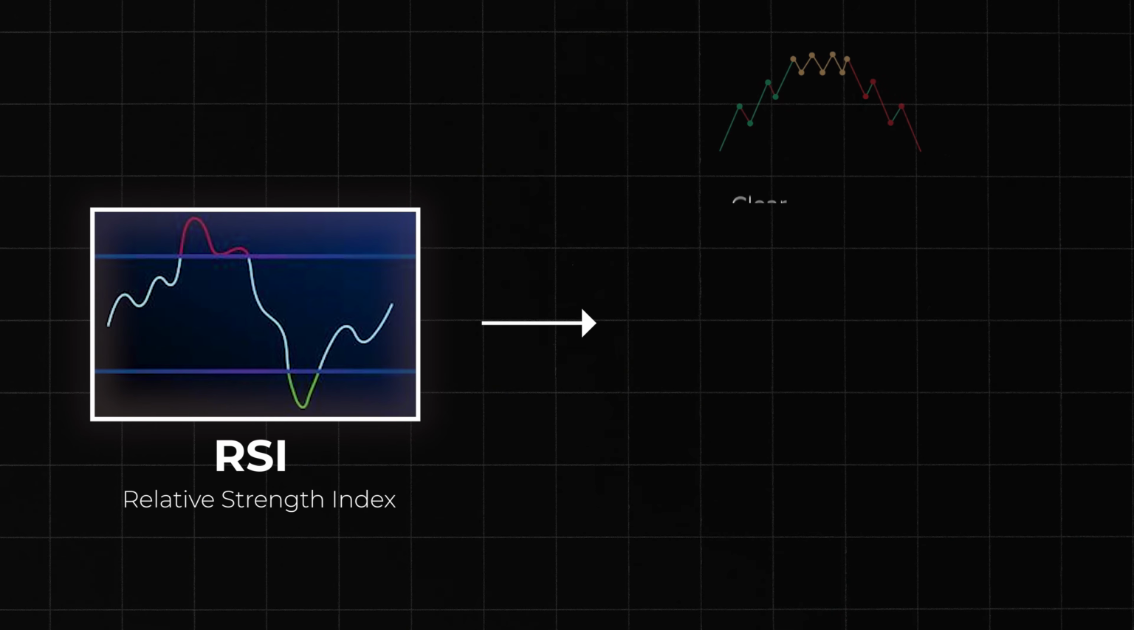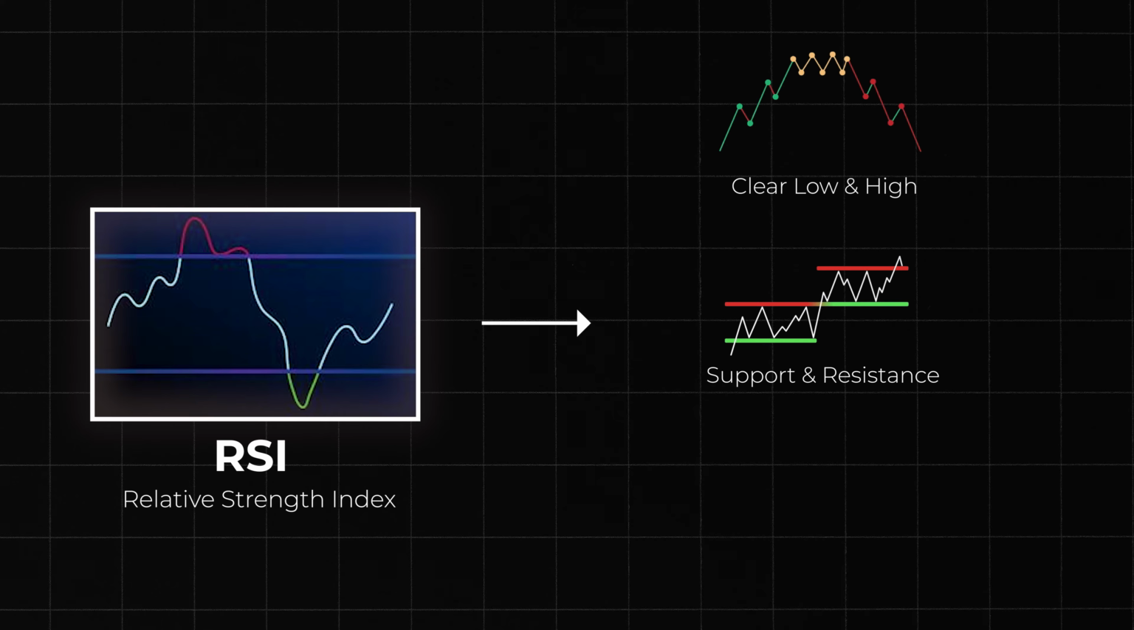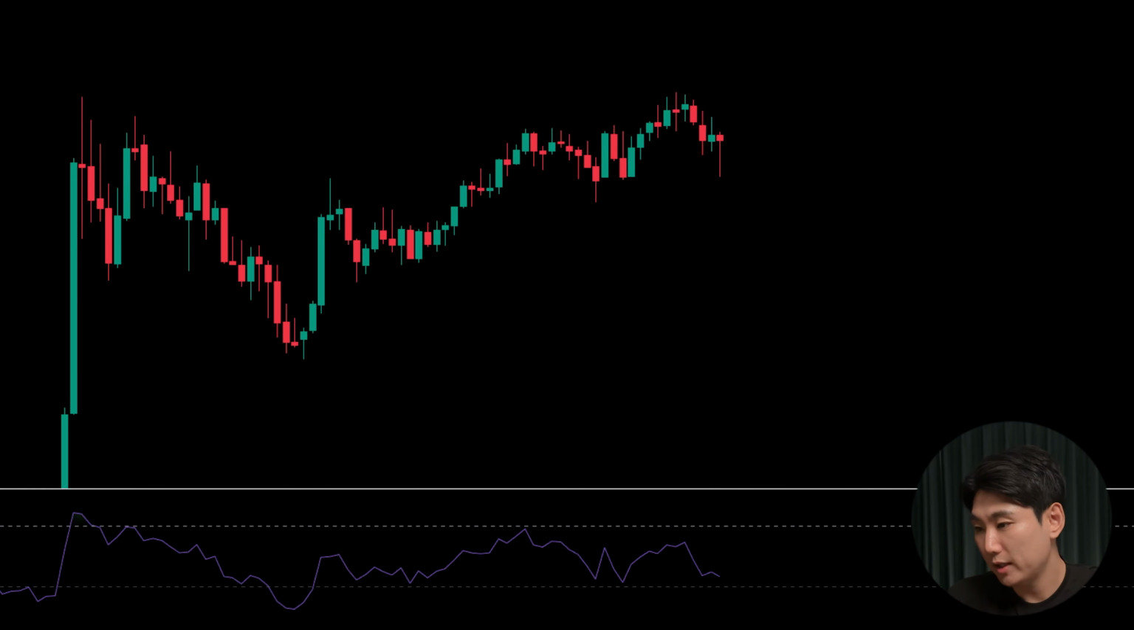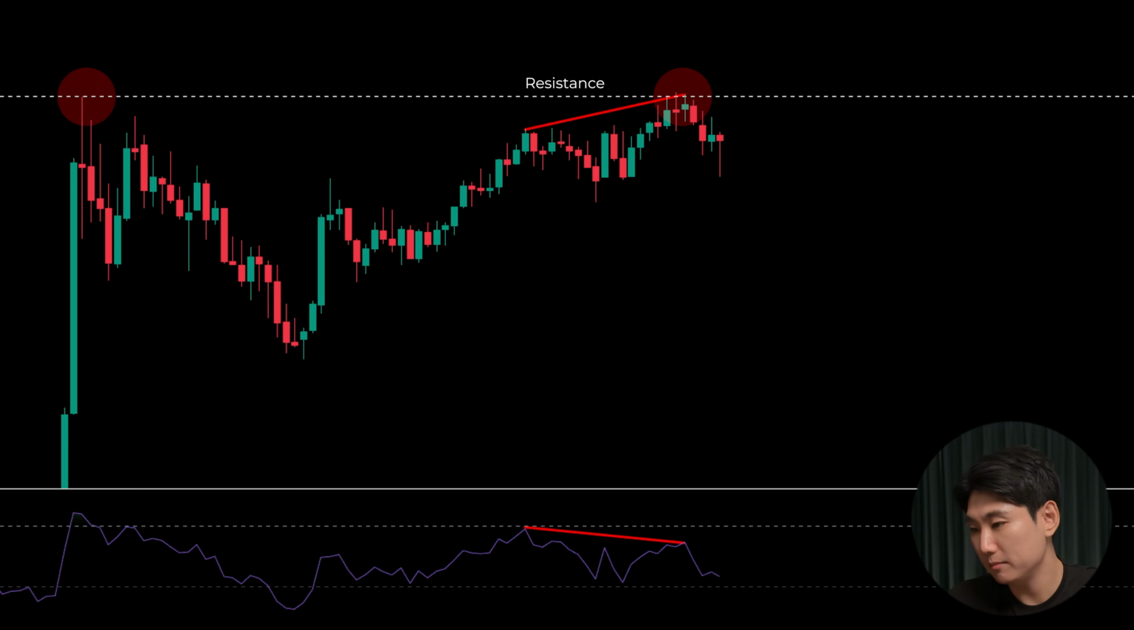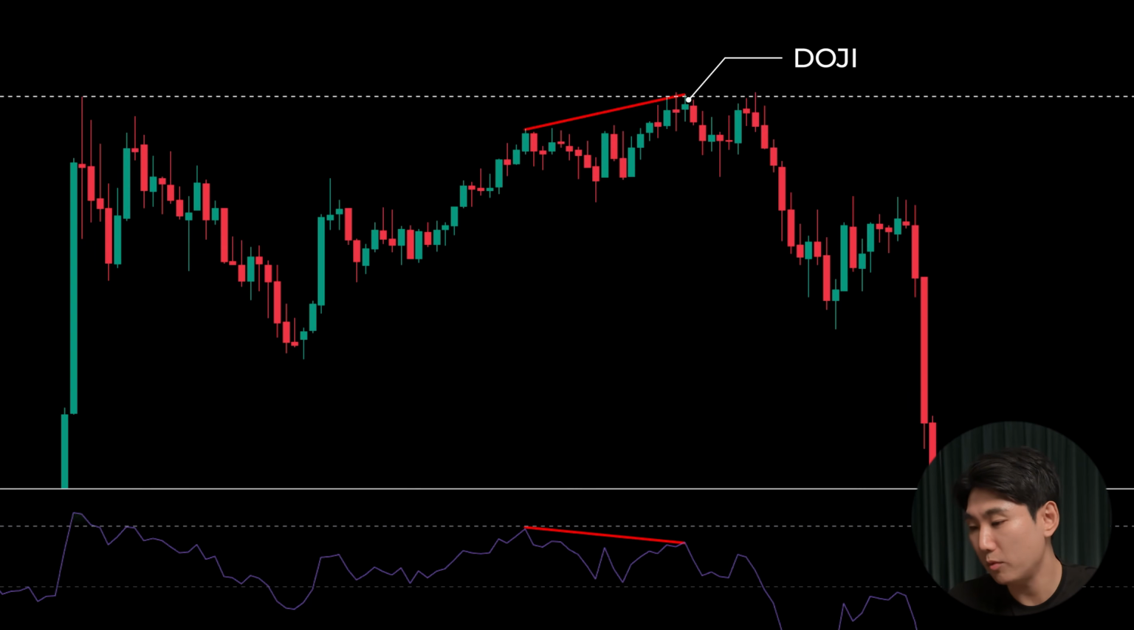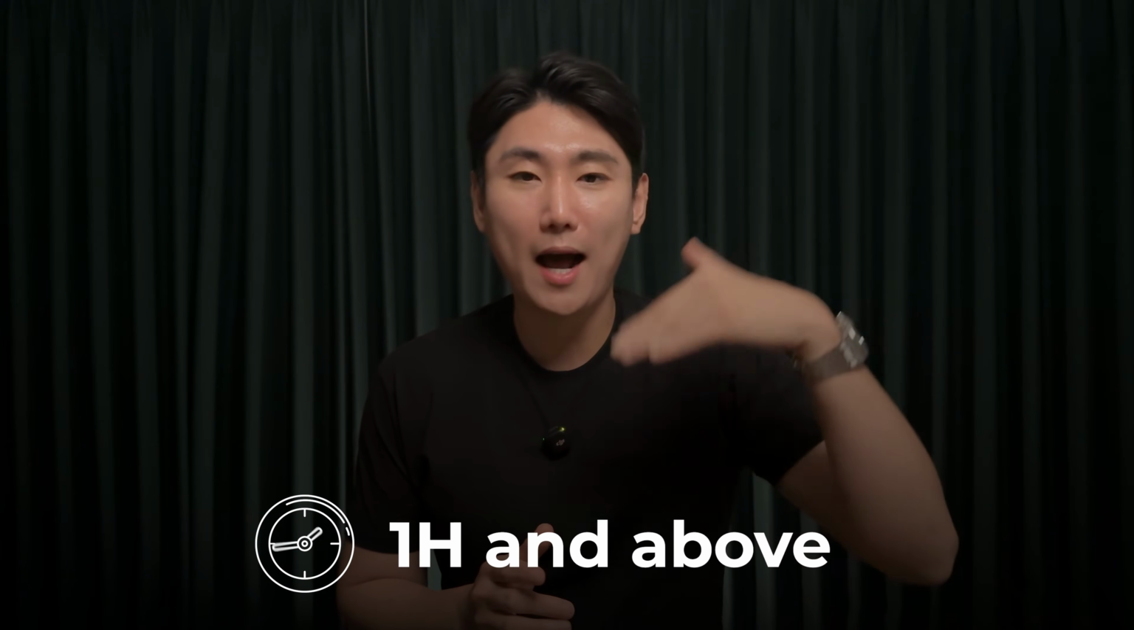Let me show you the best way to use RSI divergence. When using RSI, confirm a clear low and a clear high first. Also look for confluence: overlapping support and resistance, and candle patterns. On this chart, price makes a clear higher high, but RSI prints a lower high. This zone hit resistance multiple times and a bearish reversal candle formed. Here, a trend change is more likely. For divergence, check it on the 1-hour chart or higher. That's how you read direction properly.